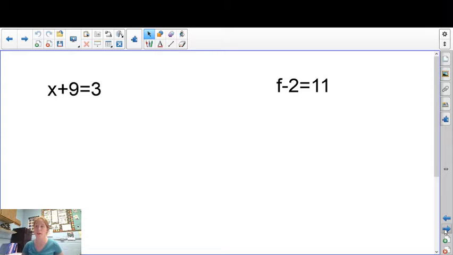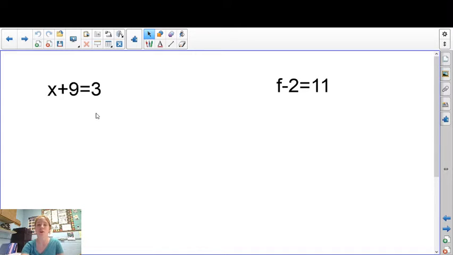So first, we're going to look at getting our x value by itself on one side. If you notice, my x plus 9 are on the left side of my equal sign, and the 3 is on the right all by itself. The idea is to get the variable, in this case my x, on one side, either the left or the right, and all of my other numbers on the opposite. So if my variable's on the left, I want my numbers on the right. If my variable's on the right, I want my numbers on the left.